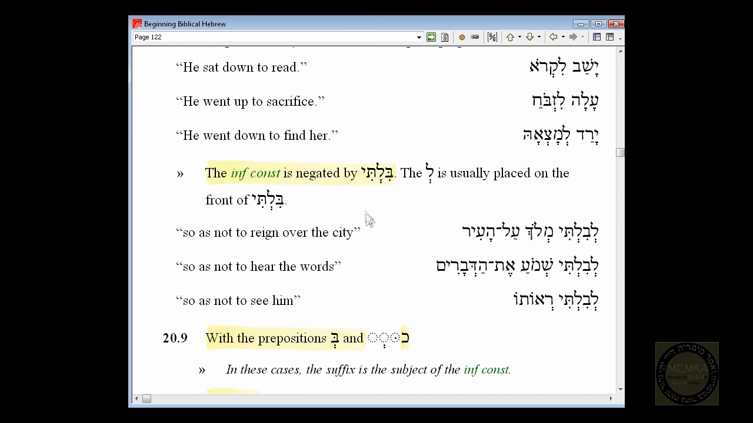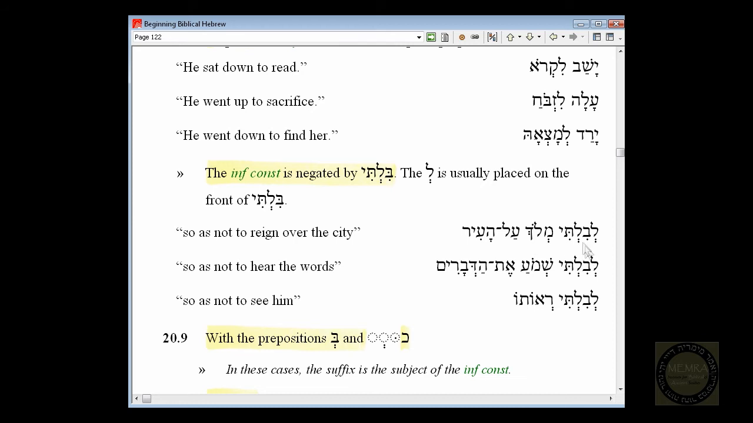Another note, infinitive constructs are negated by biltî. Now this is just going to be a vocab word. It just means no or not, like lo, our familiar negator would. So when you see biltî, you should be suspecting that that negative is probably negating an infinitive construct. So you should go looking for an infinitive construct for this to negate.